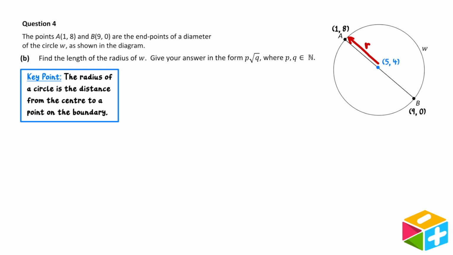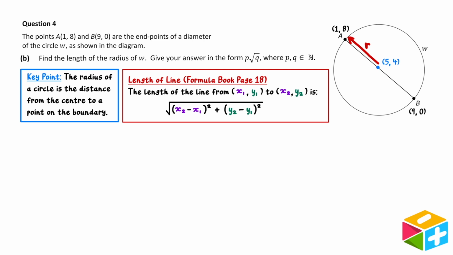There's a helpful formula on page 18 of the formula book. It says that the length of the line from (x1, y1) to (x2, y2) is the square root of (x2 minus x1) squared plus (y2 minus y1) squared. We want the length of the line from the centre, (5, 4), to A, (1, 8).